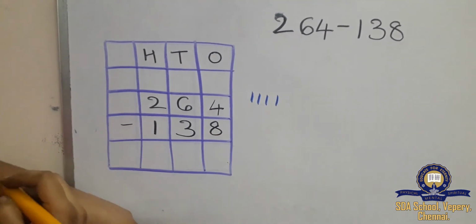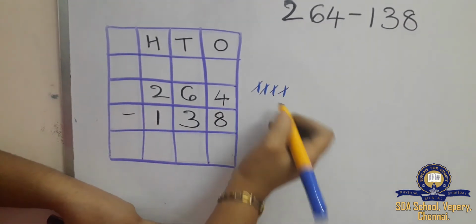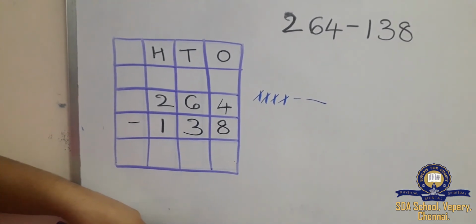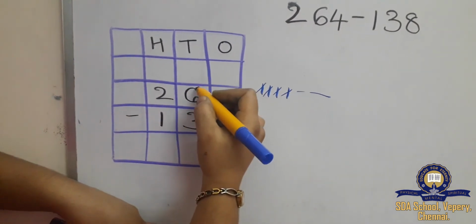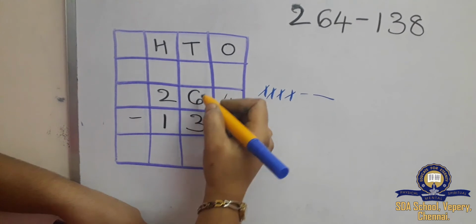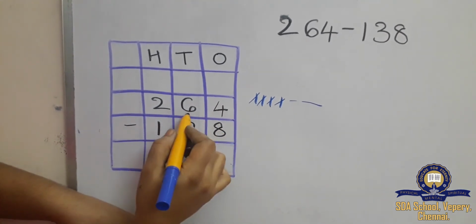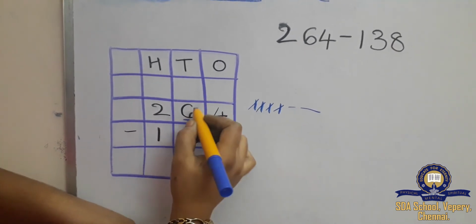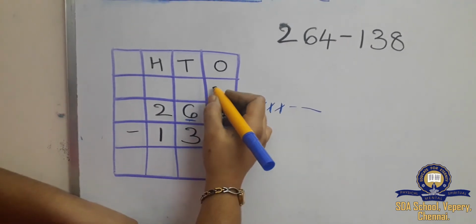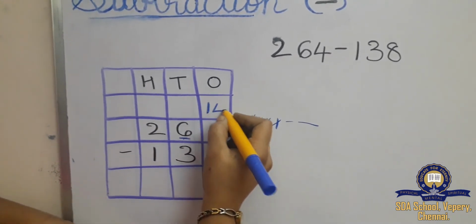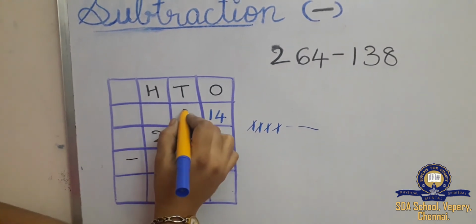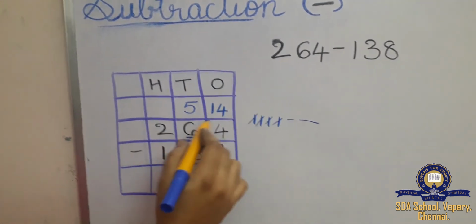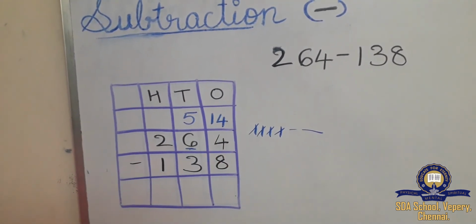Now they have asked 8. So we have to cancel 8. Where is the other 4 now to cancel 8? So this is the method where we have to borrow. Borrow one number from the before number. So from 6 I am borrowing one number. So this number will become 14 now, and this number will become 5 because one number I have borrowed from here.